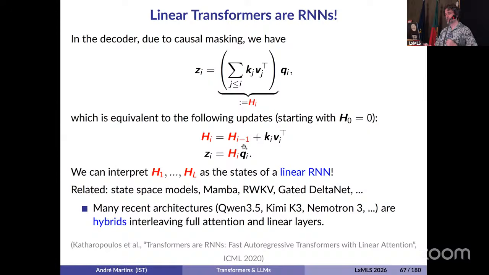Now, if you look at this, it now looks like a linear RNN. There is no nonlinearity here. Everything is linear. This is a matrix, but you can flatten this matrix and turn that into a vector. And if you do that, it becomes exactly a linear RNN. Okay?